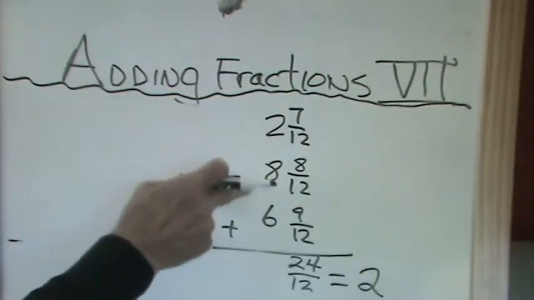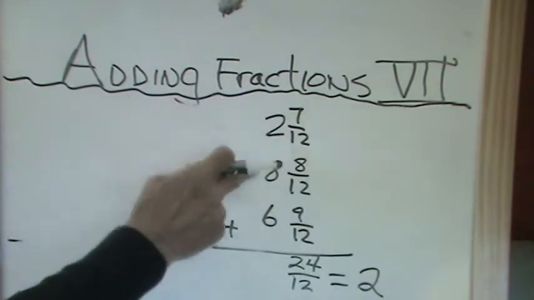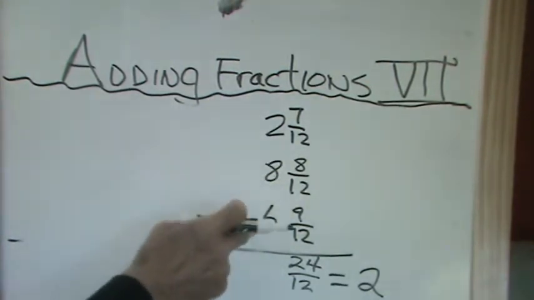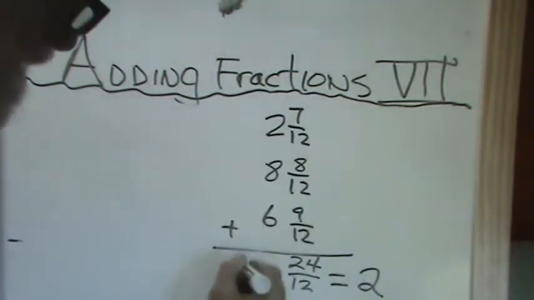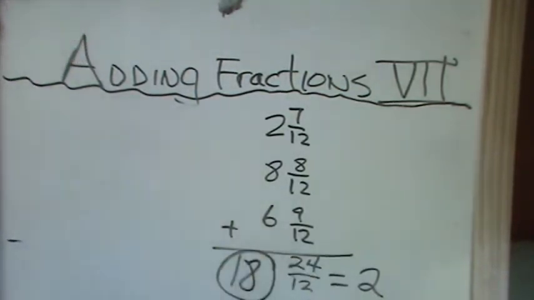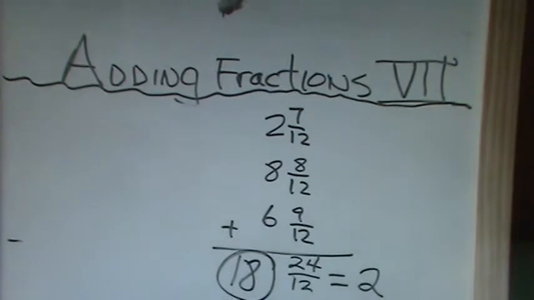Well, now I add the whole numbers. 2 and 8 is 10. 10 and 6 is 16. And then 16 and 2 is 18. And that is the correct answer.